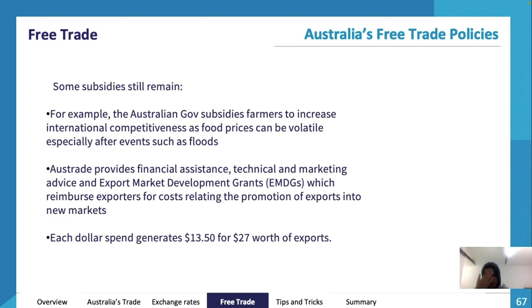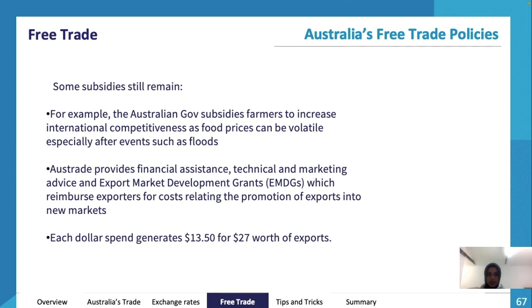For example, some subsidies still remain, which are like government funds basically to help local businesses. For example, Australian government subsidies to farmers to increase international competitiveness for the farmers, as food prices can be quite volatile, especially after events such as floods and other natural disasters. So that's something that they do to help.